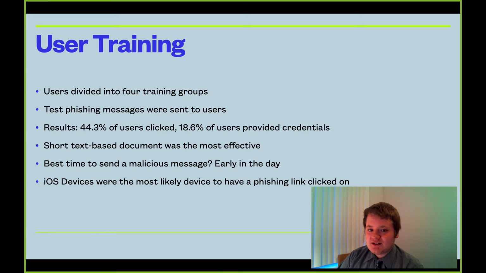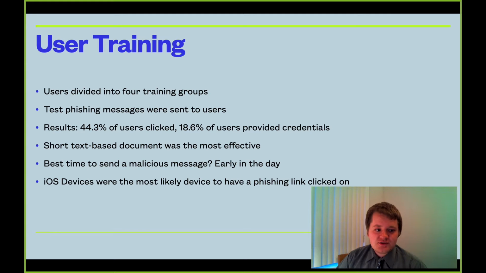If a user clicked on the link in the phishing test message, that user was successfully phished. After being phished, the user was directed to the training that they were previously assigned, or in the case of the none group, no training at all. After evaluating the results, it was found that 44.3% of users clicked on the links and 18.6% of users provided their credentials. It was determined from the repeat phish rate of users that the short text-based document with visuals was the most effective training strategy.